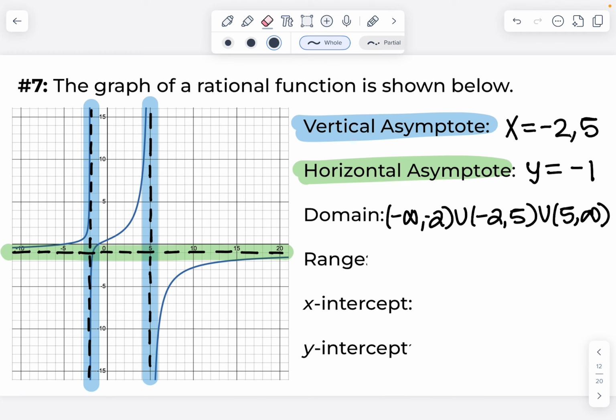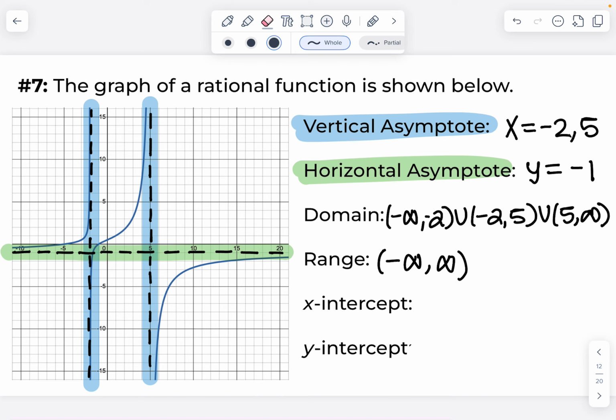And then from here we can talk about domain and range. So notice my domain has got gaps at -2 and at 5. And I'm existing everywhere else. So I go from -infinity up to -2, union -2 to 5, union 5 to infinity. So that is my domain. My range, remember for this one, I do cross my horizontal asymptote there in kind of the middle portion of my graph. So my range here is going to be all real numbers. So that's -infinity to +infinity. So this is that kind of special case.